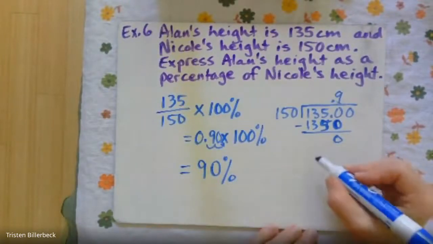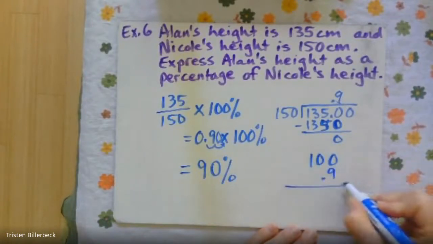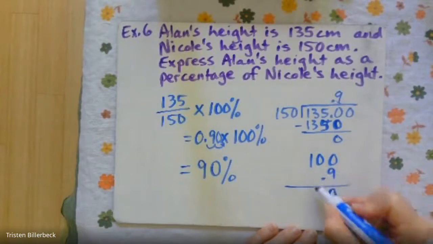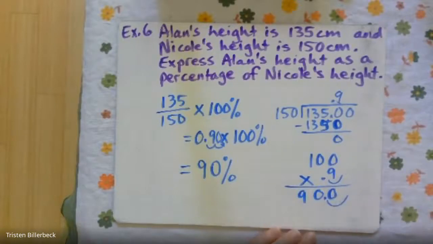Okay. If you are a little confused what I just did there, we had 0.9 and we multiplied. So that's 0 times 0 times 9. We move the decimal over 1, and there we go, 90%.